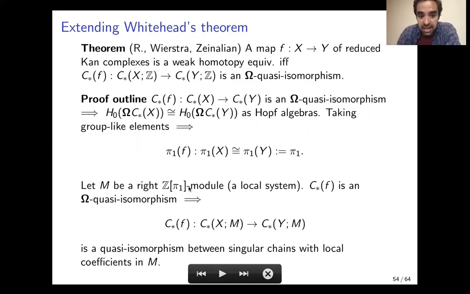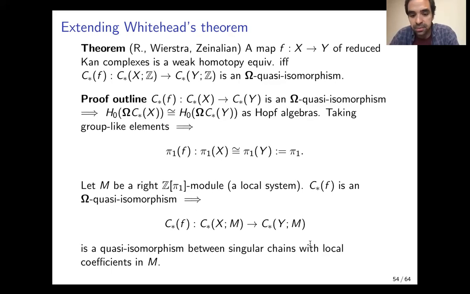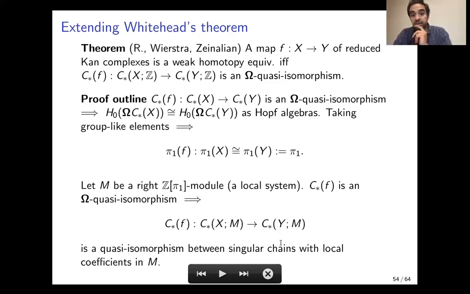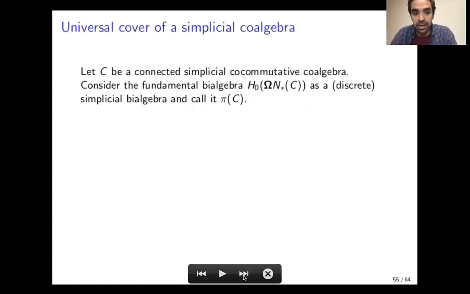If M is any local system, namely any Z pi1 module, then the fact that the induced map at the level of chains is a cobar quasi-isomorphism implies that the map at the level of chains with local coefficients is a quasi-isomorphism. So this follows from some homological algebra. And when M is the group ring itself with the multiplication as the action, you get a quasi-isomorphism between the universal covers. And that's the outline for this extension of Whitehead's theorem.